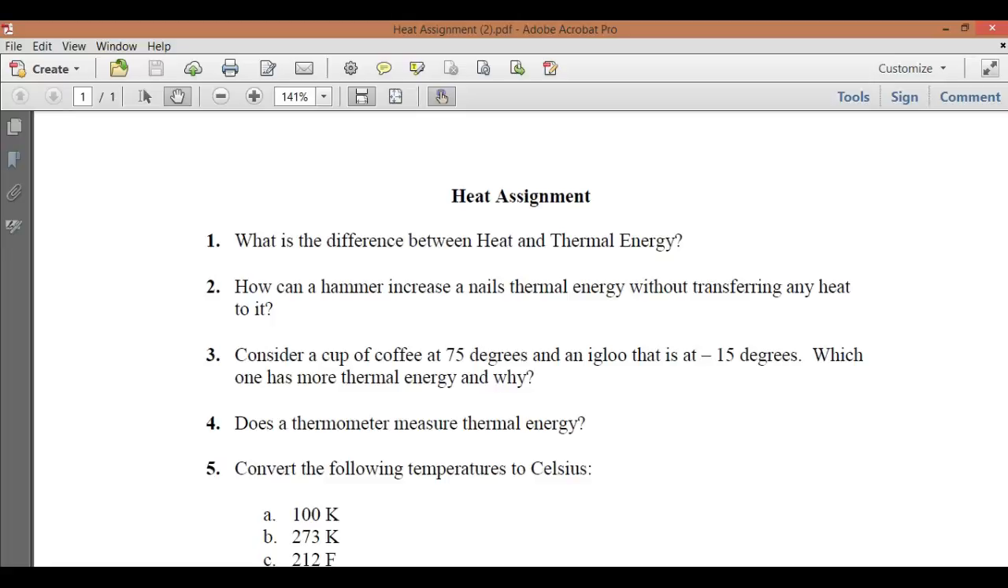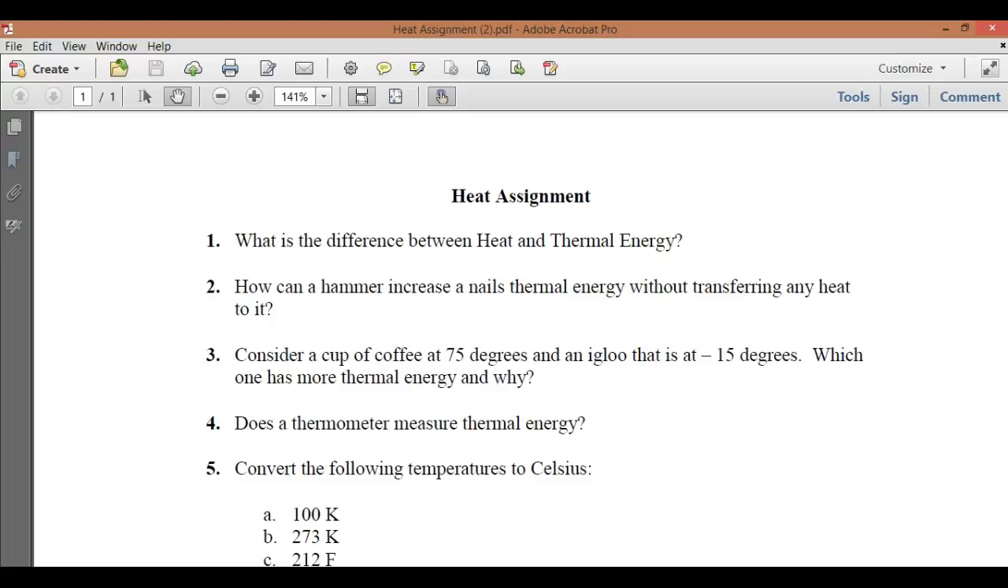So in order to have thermal energy, you have to have particles or mass. What is the other thing that we look at when we talk about thermal energy? One more thing. Yes. Absolutely.